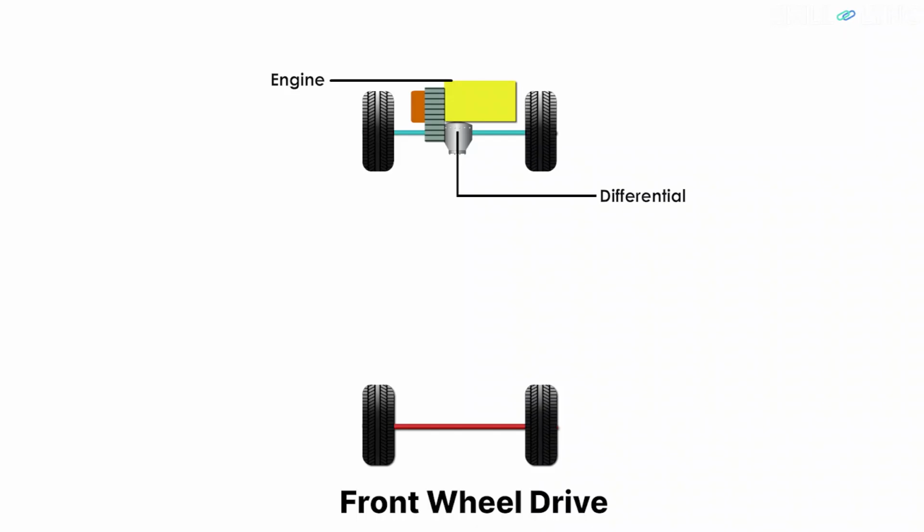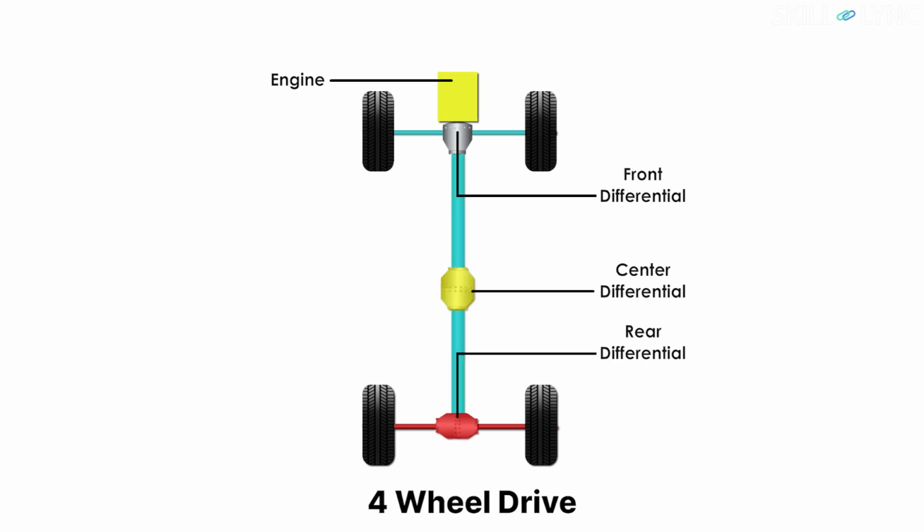You might know that there are different types of drives like the front, rear, and four-wheel drives. The number of differentials used and their location in the vehicle differ for each type of drive. For a front-wheel drive, a differential will be enclosed within the housing of the gearbox. And for a four-wheel drive, there will be a differential between each set of driving wheels and a center differential between the front and rear wheels.